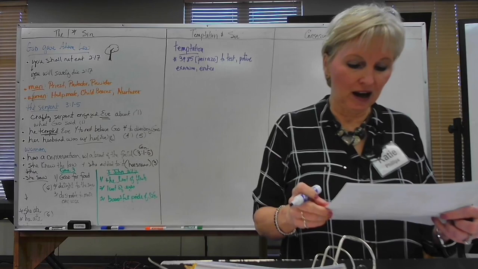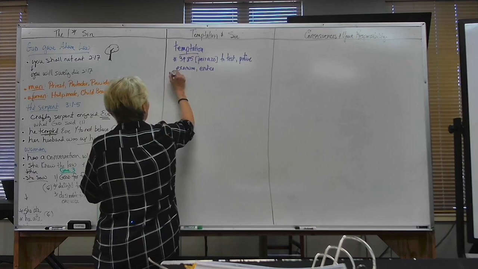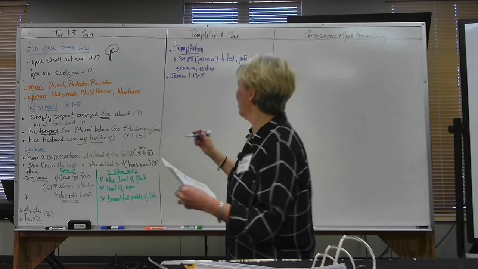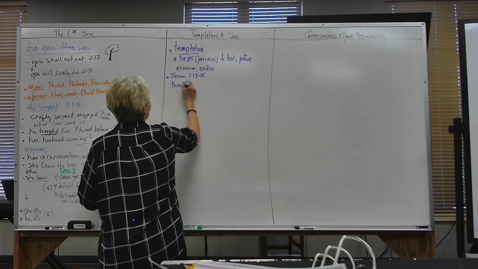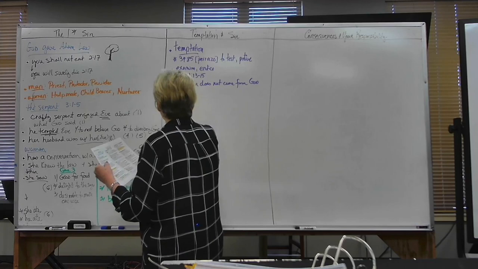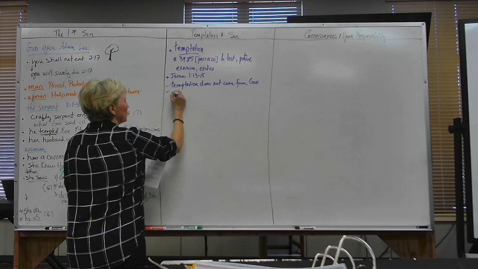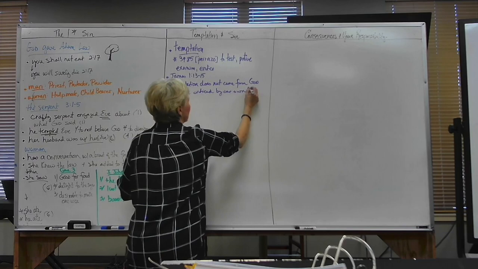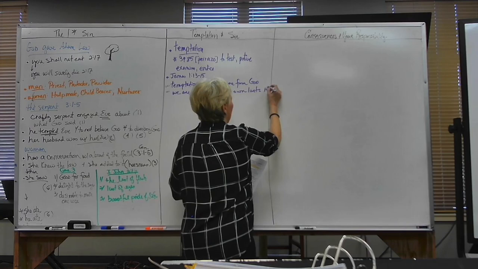All right. In James, then, we went into the book of James, 1:13 to 15. Now, here's where we learn that temptation does not come from God. So let's define where it does come from. It's when we are enticed. There's that word entice. We are enticed by our own lust. Okay, and that's in verses 13 and 14 of that reference.